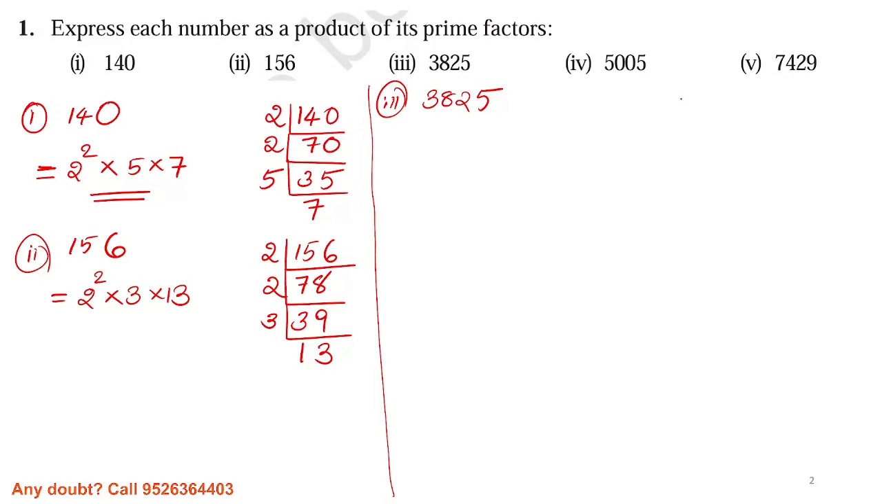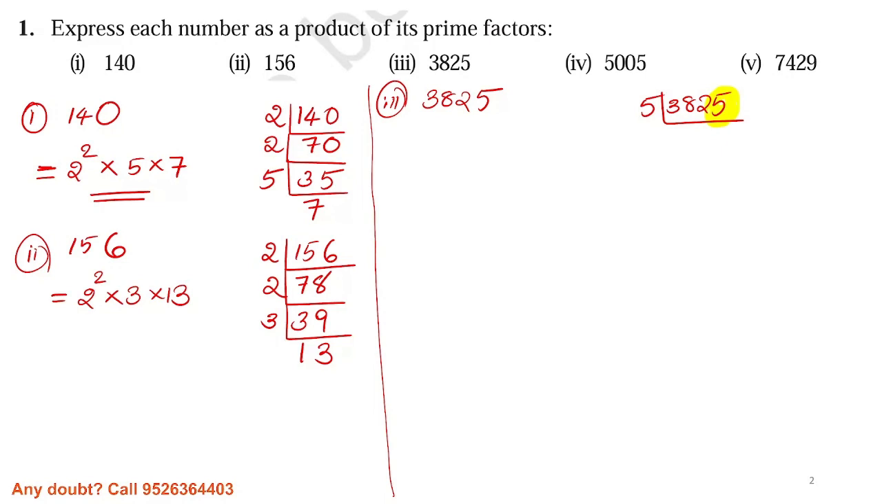So 3825 is to be expressed as a product of prime numbers. 3825 is to be divided by 5. I prefer 5, though 3 is maybe possible. This is because if the last digit is 5, then the number is divisible by 5. There is no doubt in that. So let me divide by 5 without any doubt.